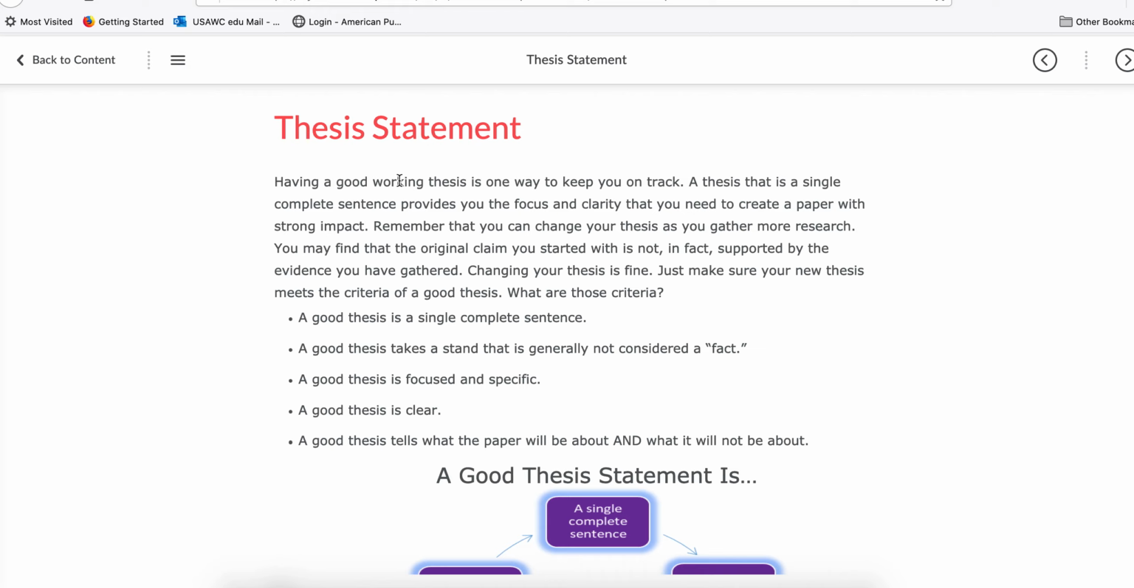Oftentimes you want to start with a hook. You can start with a little case study. You can even start with the other side of the issue that you chose. And we'll go into that later. But the thesis statement, that final sentence of your opening paragraph, is an all-encompassing statement that contains your topic and your point about that topic.